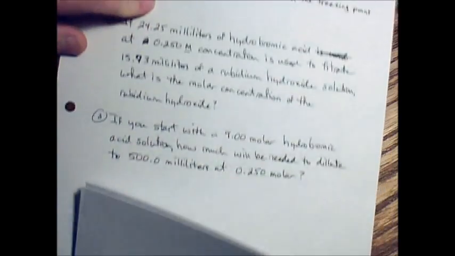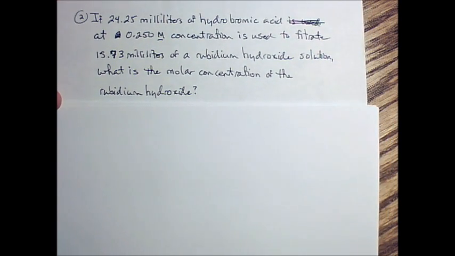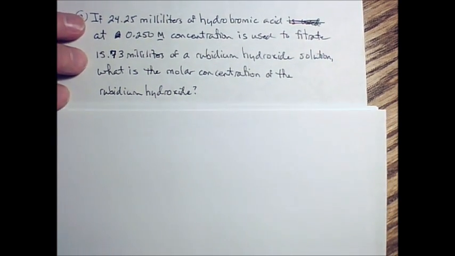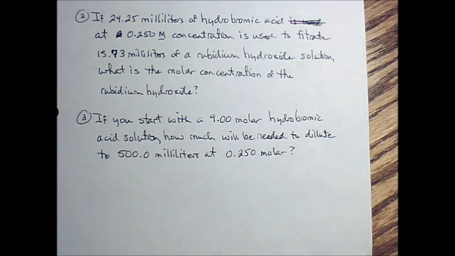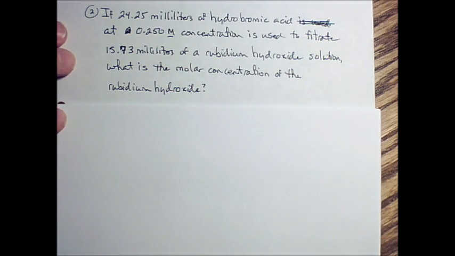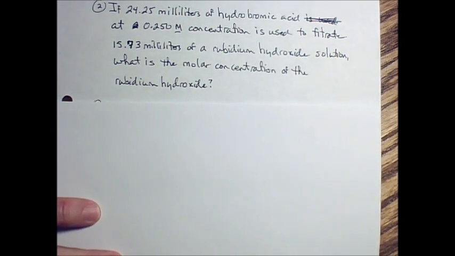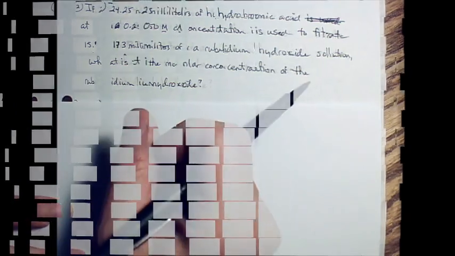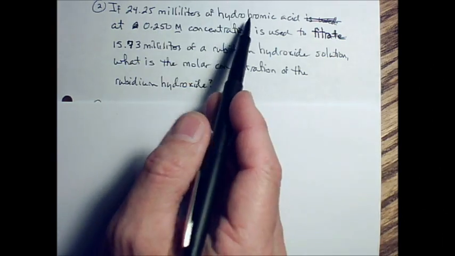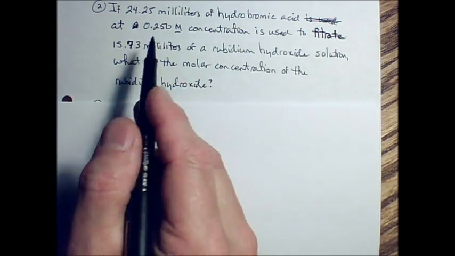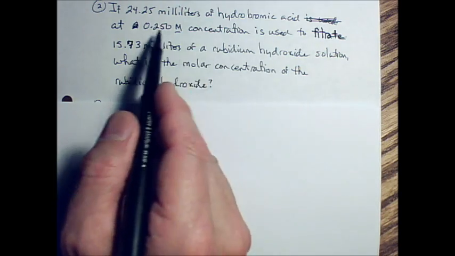Number 2, if 24.25 milliliters of hydrobromic acid at 0.250 molar concentration is used to titrate 15.73 milliliters of a rubidium hydroxide solution. Alright, so we're starting with the given amount of the species whose concentration we know. We know this is a given amount here, and this is the species, the concentration of which we know.